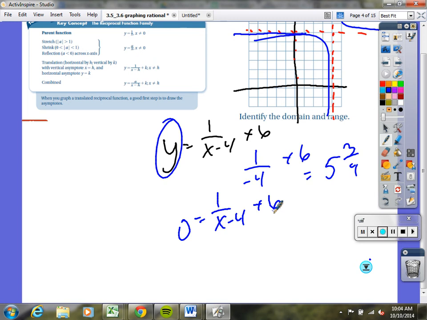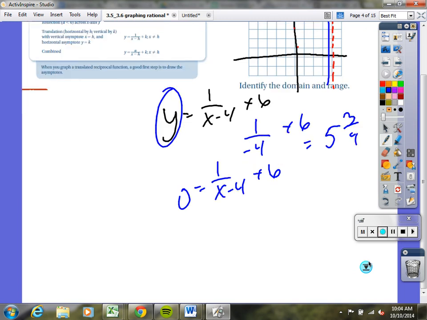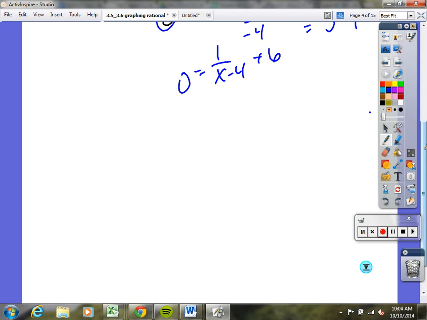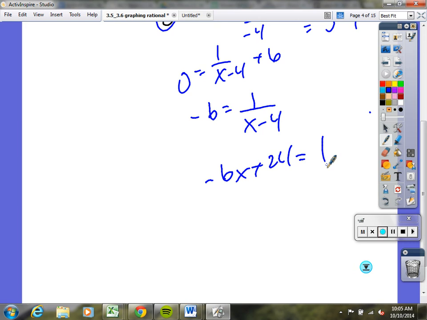So we subtract the 6, or let me show you a different way. This is kind of more, we'll do both. So we subtract the 6. Any questions? Times the x minus 4 over. Does that make sense? Just multiplied it through. Subtract the 24.